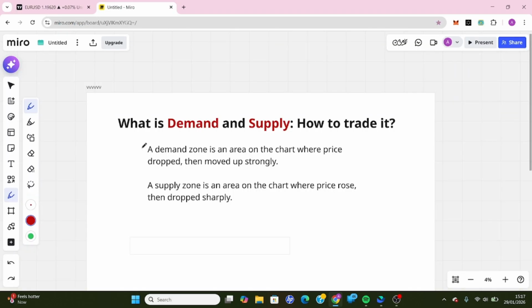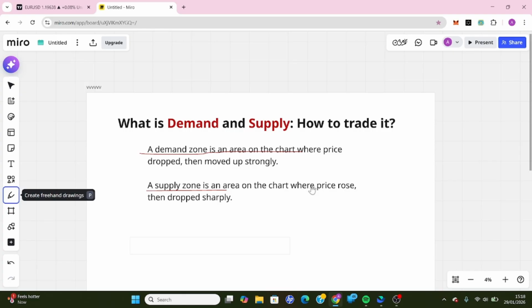So guys, as I promised before, I will do another video to further explain the demand zone and the supply zone, right? So what is a typical supply zone and demand zone? The demand zone is that area on the chart where price dropped, then moved up strongly. Then a supply zone is an area on the chart where price rose, then dropped sharply, right?